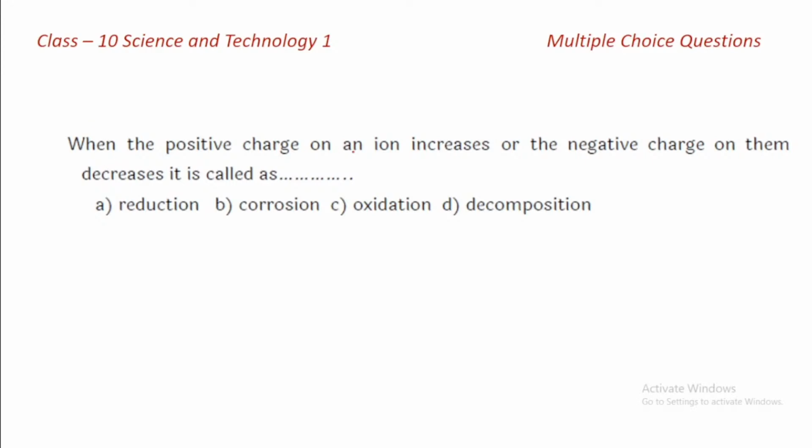When the positive charge on an ion increases or the negative charge on them decreases, it is called dot dot. Reduction, corrosion, oxidation, or decomposition. Correct option is option C, oxidation. When the positive charge on an ion increases or the negative charge on them decreases, it is called oxidation.